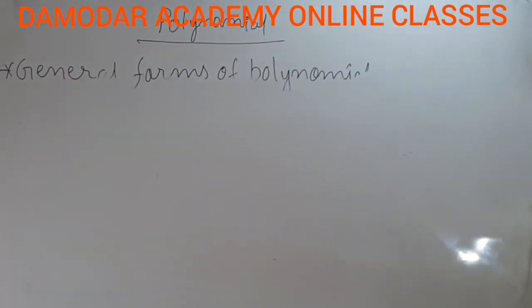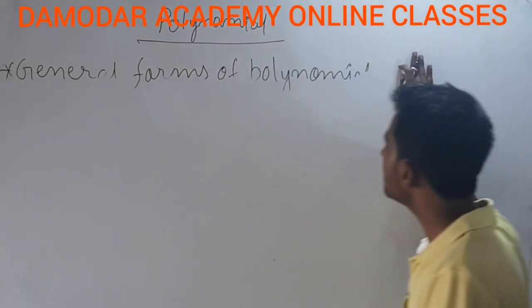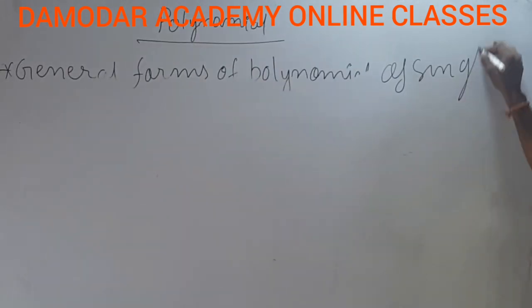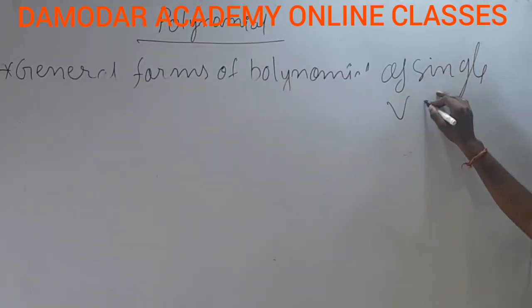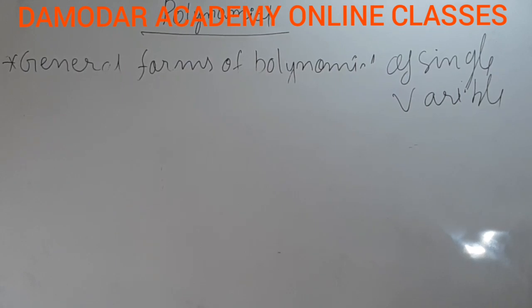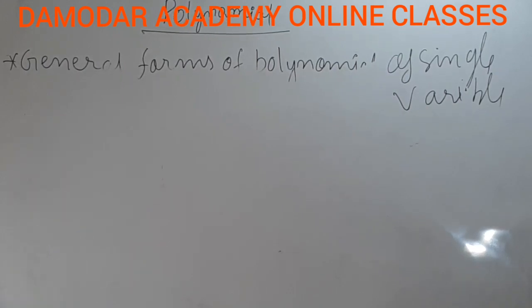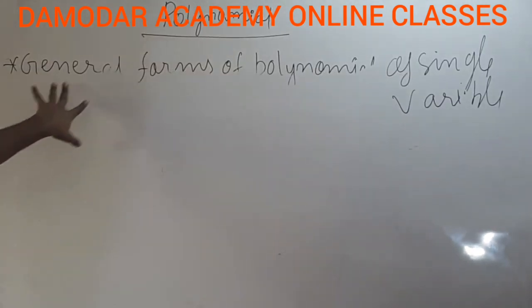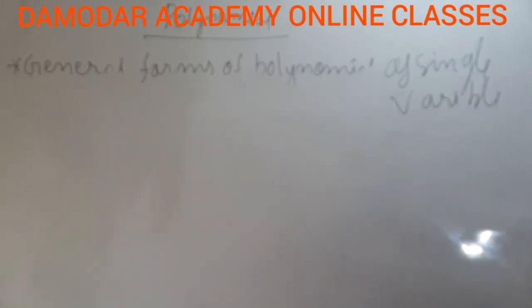और जनरल फॉर्म्स ऑफ ए पॉलिनोमियल क्या होता है? उसको ऑफ ए सिंगल वेरिएबल. The general forms of a polynomial of single variable. ओके, फोन आ गई थी, फिर से मैं चालू करता हूं. ठीक है. अब क्या होता है? जनरल फॉर्म्स ऑफ पॉलिनोमियल ऑफ ए सिंगल वेरिएबल.